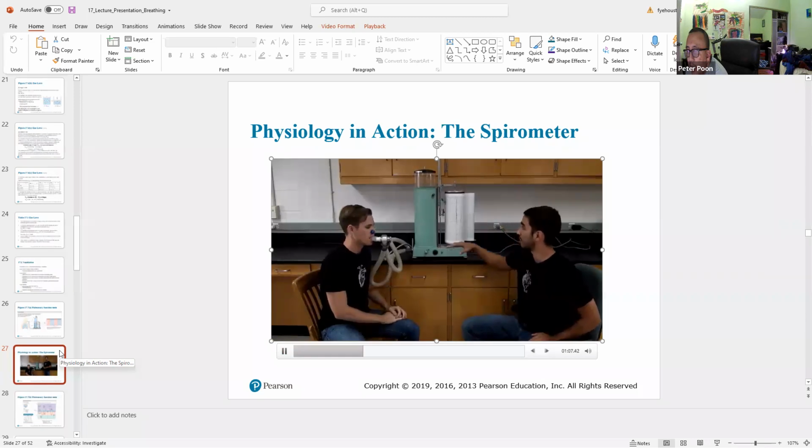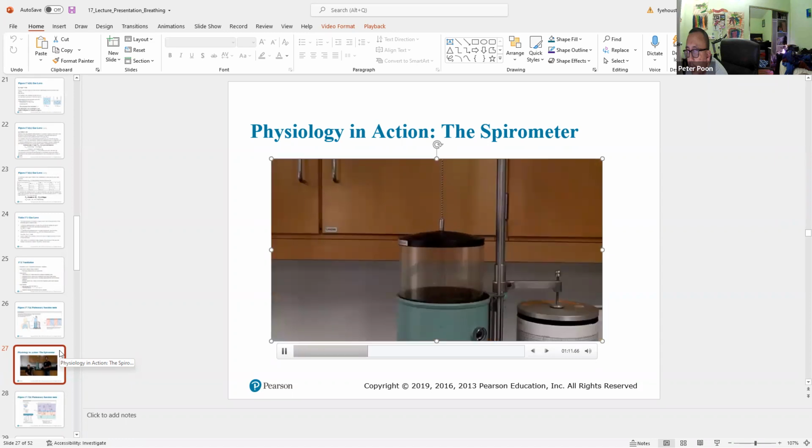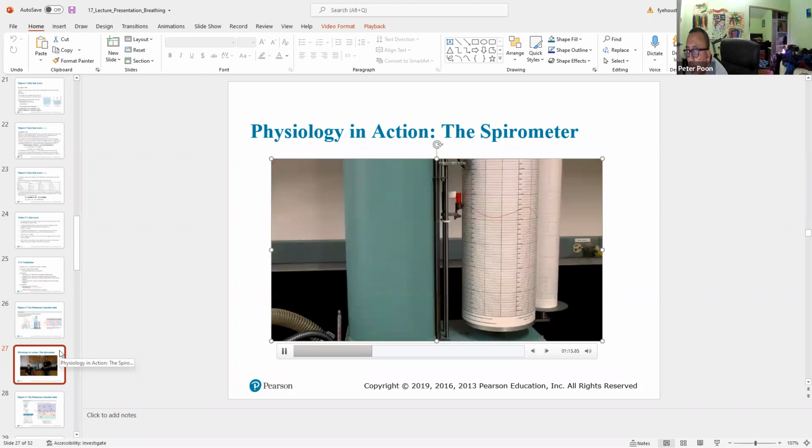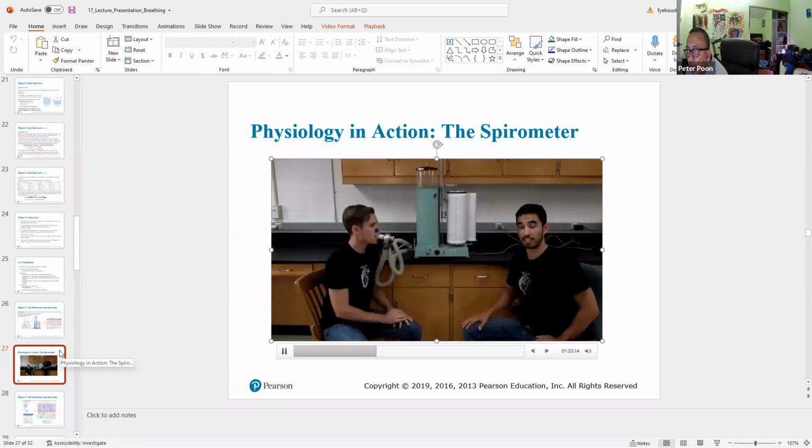Notice that when Michael breathes in, the bell comes down, causing the pen on the paper to go up. And then when Michael exhales, the air goes into the bell, causing it to rise, and the pen goes down. With the spirometer, we're able to measure the air movement from the lungs and assess Michael's lung function with a few simple breathing maneuvers.